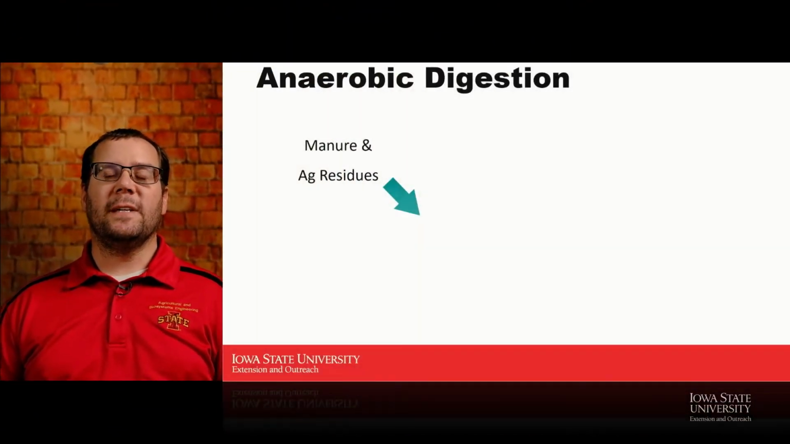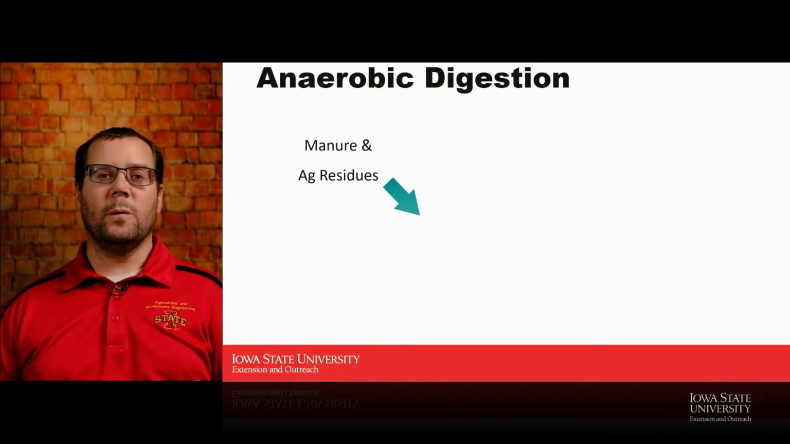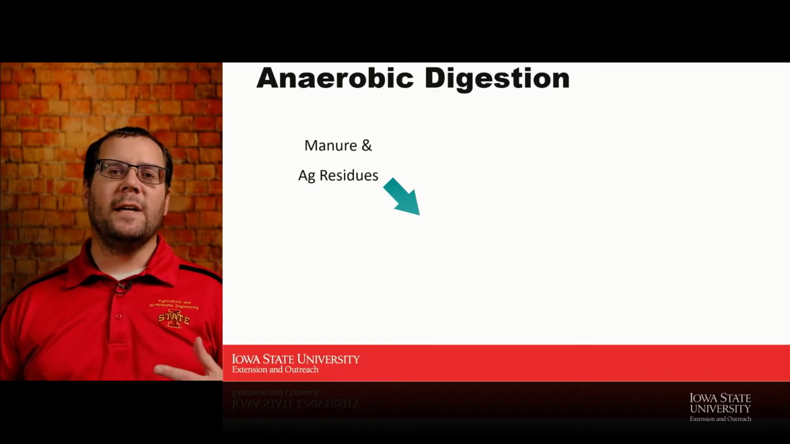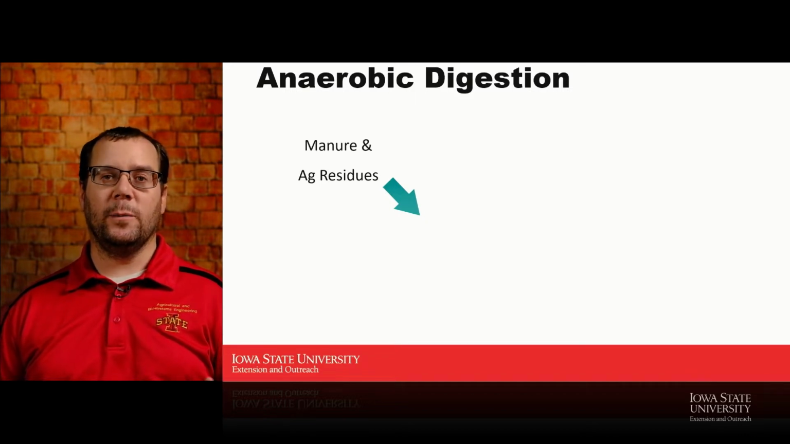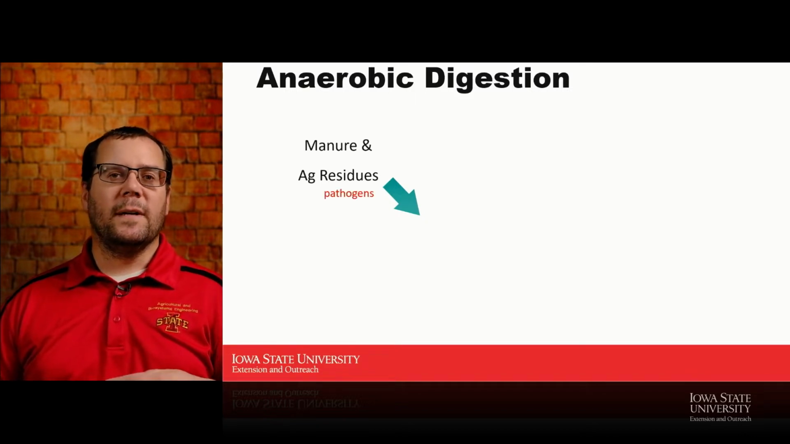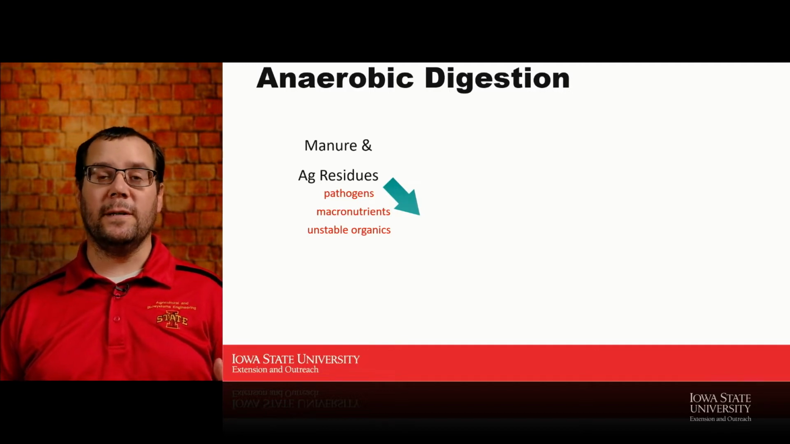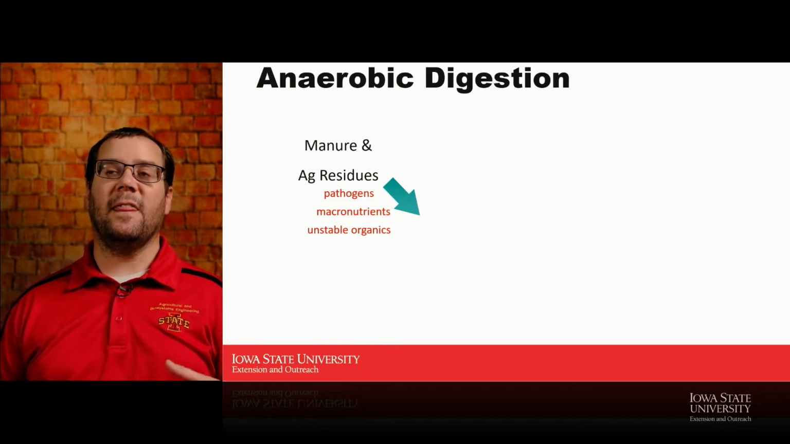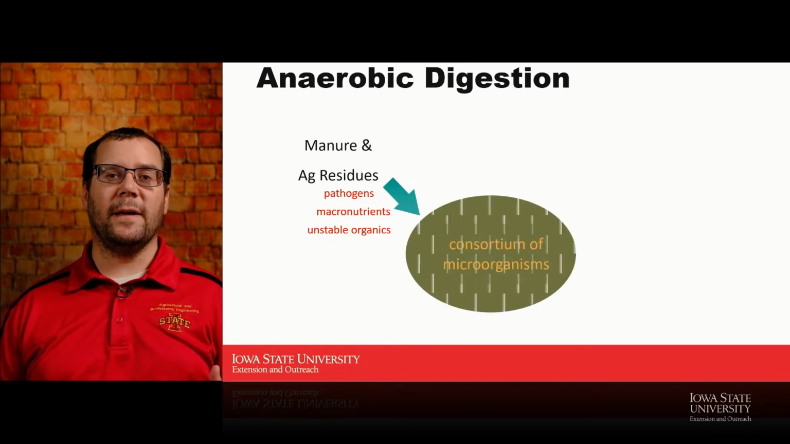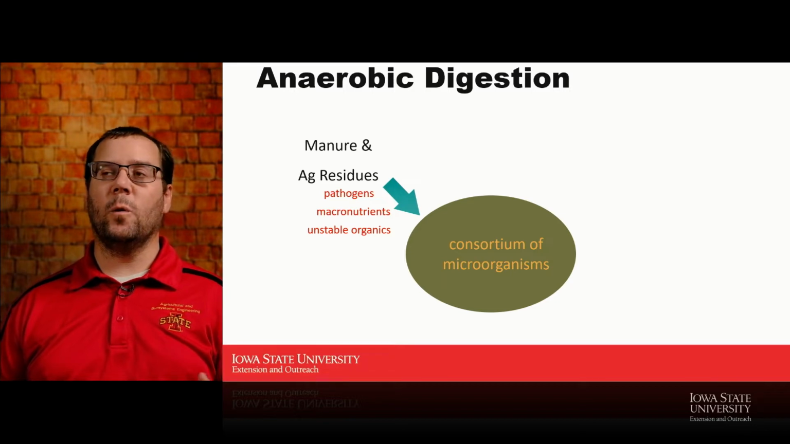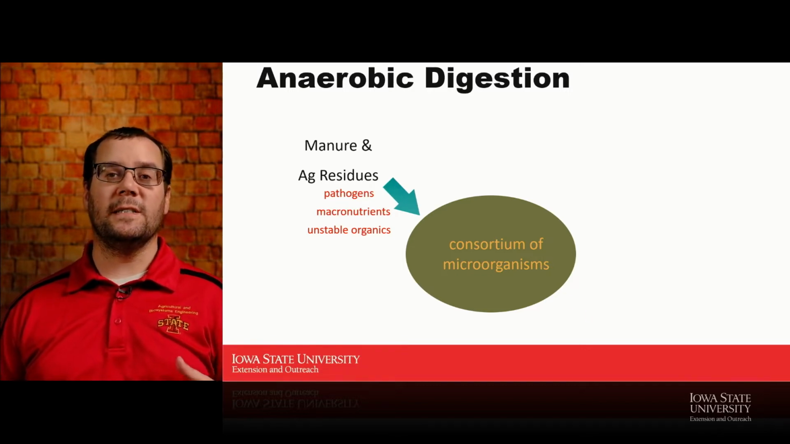It's a process where we can take residues, oftentimes manures and agricultural residues, but almost anything that's an organic material can be anaerobically digested. It's going to be filled with pathogens and macronutrients, lots of unstable organic material, and it's really that unstable organic material that we want because during the digestion process, that's what gets converted into our end product of methane. We throw it into a tank, and a consortium of microorganisms go to town, eating it up and converting it into different compounds, the most important of which to us is methane.